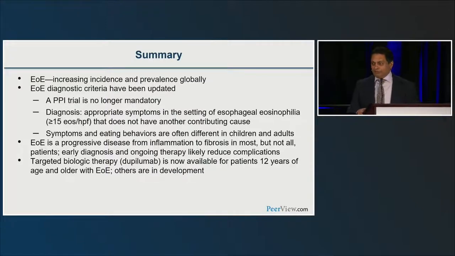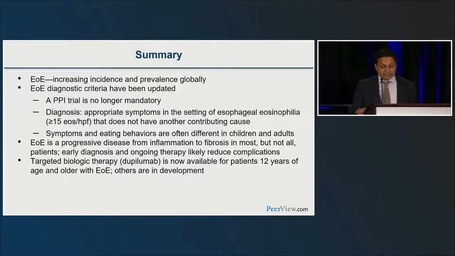So EoE, eosinophilic esophagitis, is increasing in incidence and prevalence. It appears globally. The diagnostic criteria have evolved over the years, and the most recent include that a PPI trial is no longer mandatory. You do need to have symptoms of esophageal dysfunction, which can be different in children than teenagers and adults, and to be aware of that. And for diagnosis, not only do you need the symptoms of esophageal dysfunction, but you also need to have esophageal eosinophilia, which is 15 or more eosinophils per high power field, and it is a patchy condition, so please do biopsy adequately. It's easy if you find the 15 or more, but it is more challenging when you miss the 15 or more because the biopsies were inadequate in number.